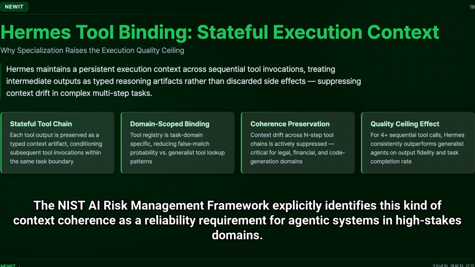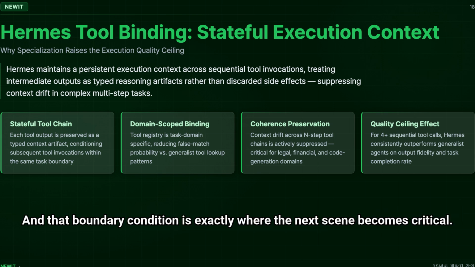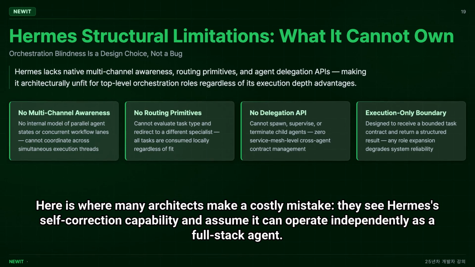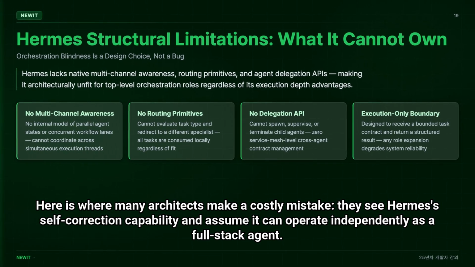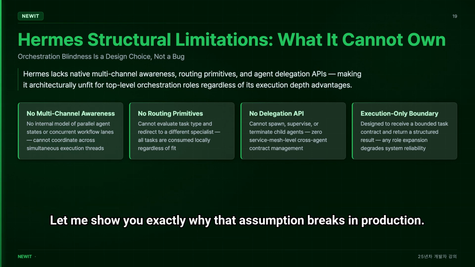The NIST AI risk management framework explicitly identifies this kind of context coherence as a reliability requirement for agentic systems in high-stakes domains. Hermes, by design, satisfies that requirement at the worker level, but only when the task scope is well-bounded. And that boundary condition is exactly where the next scene becomes critical. Here is where many architects make a costly mistake. They see Hermes' self-correction capability and assume it can operate independently as a full-stack agent. Let me show you exactly why that assumption breaks in production.